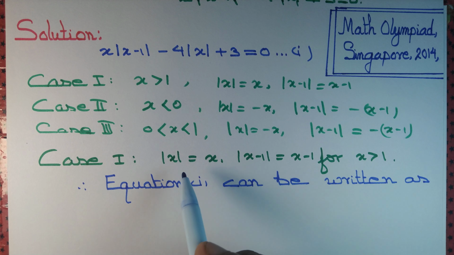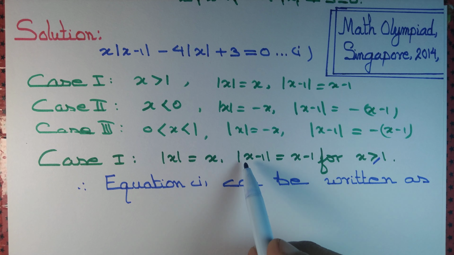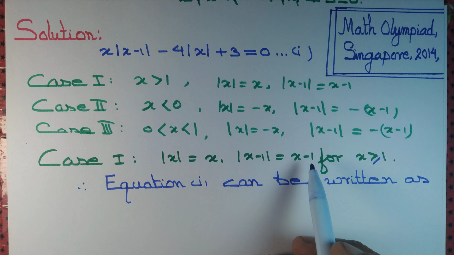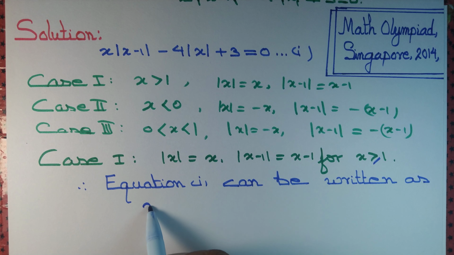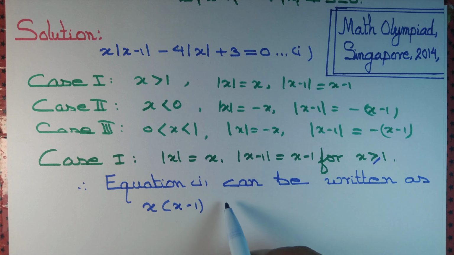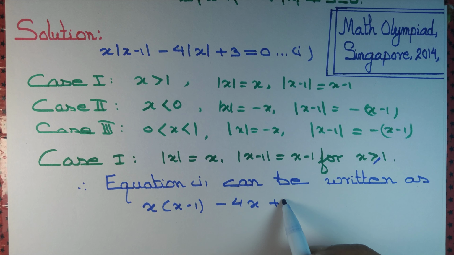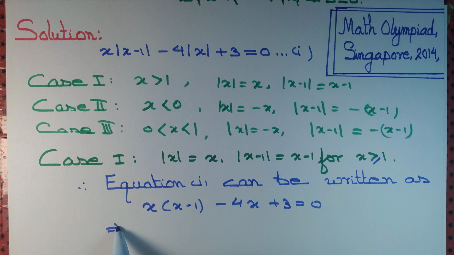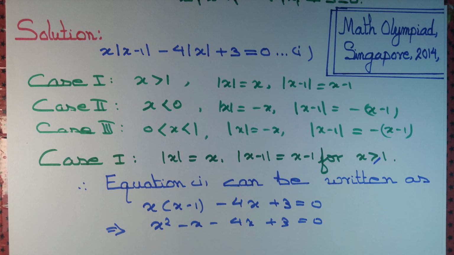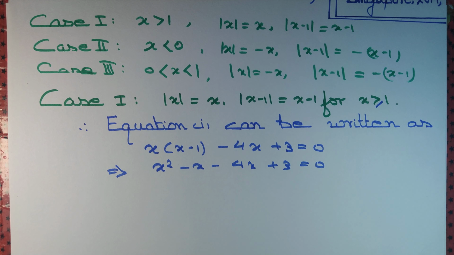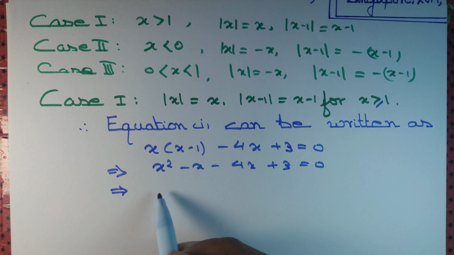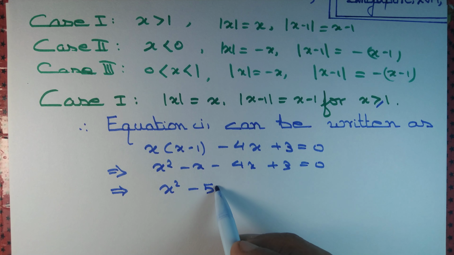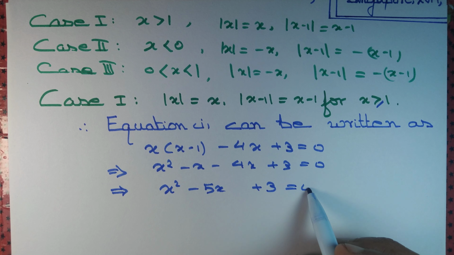So we consider the case x is greater than or equal to 1. In that case, mod of x equals x and mod of (x minus 1) equals x minus 1. Therefore, equation 1 can be written as x into (x minus 1) minus 4 times x plus 3 equal to 0. We simplify to obtain x squared minus x minus 4x plus 3 equal to 0. Further, we can add minus x and minus 4x to obtain x squared minus 5x plus 3 equal to 0.